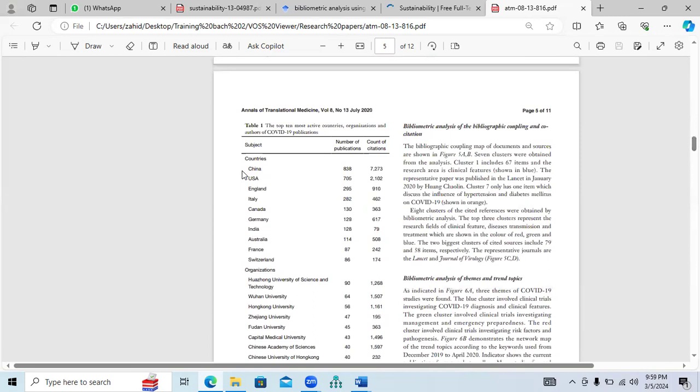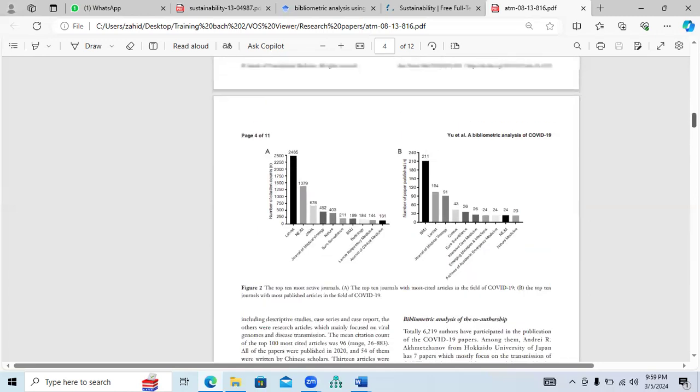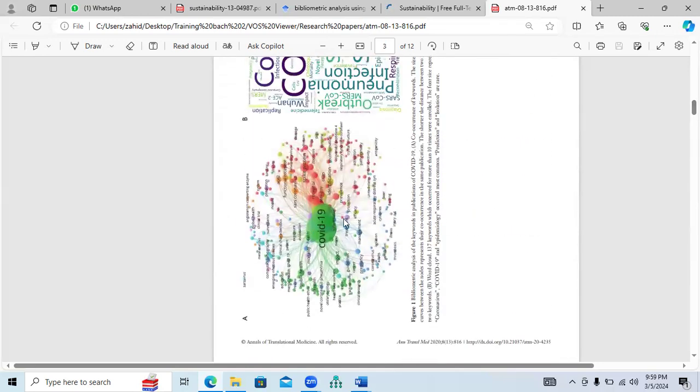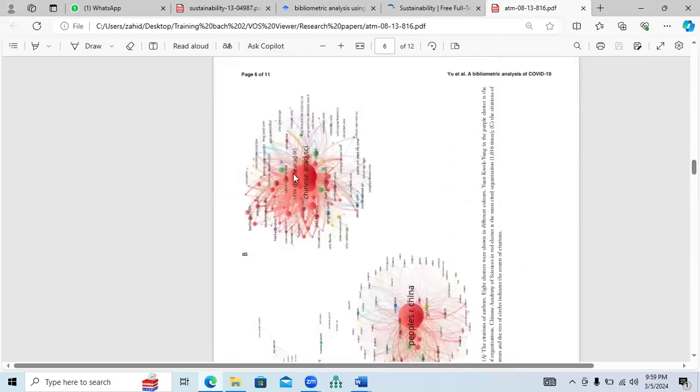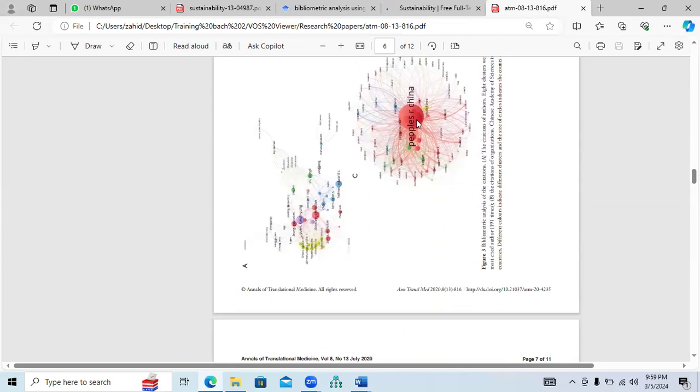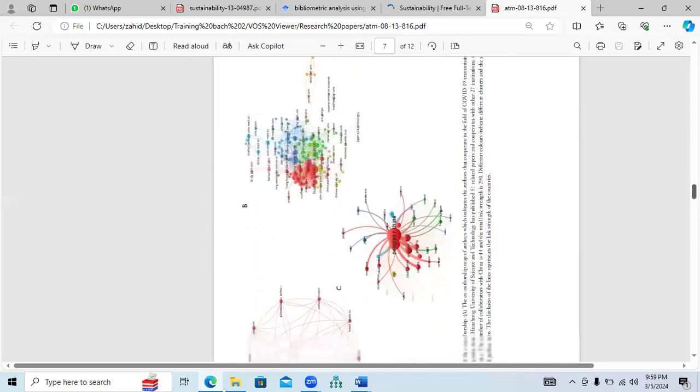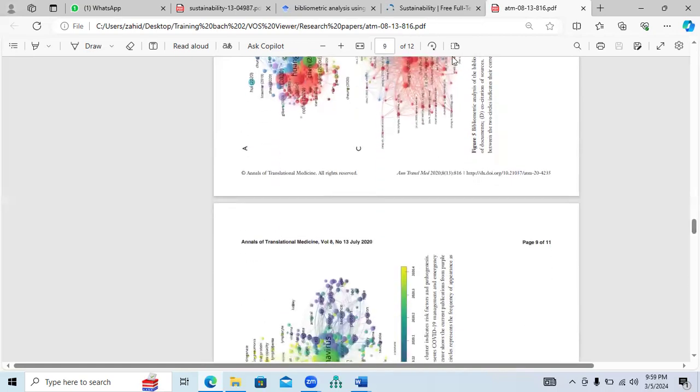They have shown that among the countries, China ranked first. They have made 838 publications, and their citation count is 7,273 in COVID-19 publications. Second one is USA, third one is England, and so on. They have made the keyword analysis, created a network diagram, and created country analysis. I will let you know how all of these are created using this software.